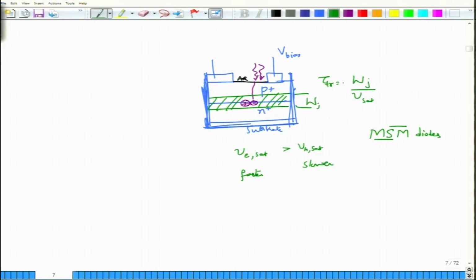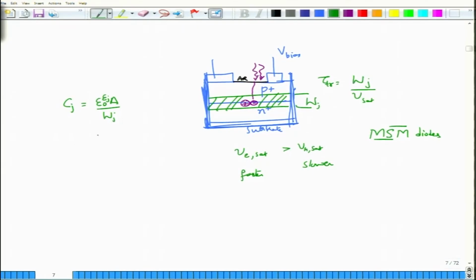So, the transit time will be some W_j by V_sat, but because the junction has a certain area, there will also be a capacitance because of this. The capacitance is of course given by some epsilon 0 A by W_j. We may also want to put in some epsilon_j just to indicate the relative permittivity of the junction itself, and it is interesting to note that capacitance is inversely proportional to W_j.